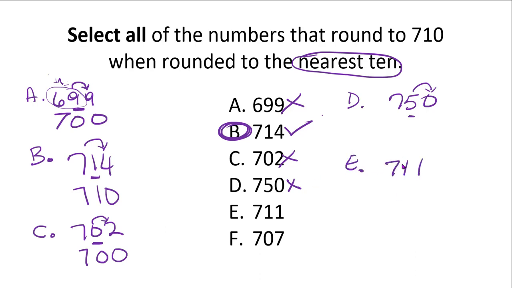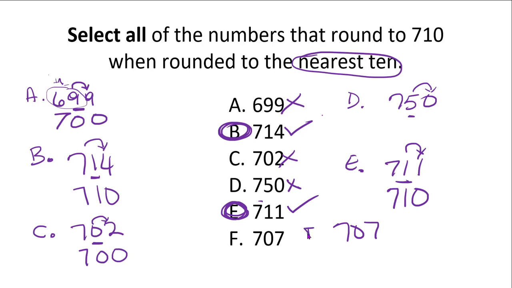711. Underline the digit in the tens place. Look next door. If it's 5 or more, then the digit that's underlined will increase by 1. But it's not 5 or more. It's only 1. So 7 remains the same. 1 remains the same. Everything after the underlined digit becomes a 0. 711 rounded to the nearest 10 is 710. Yes, you are an option. There you go.